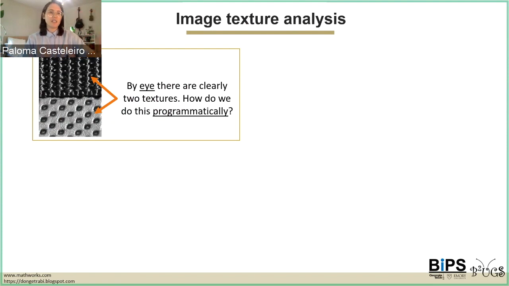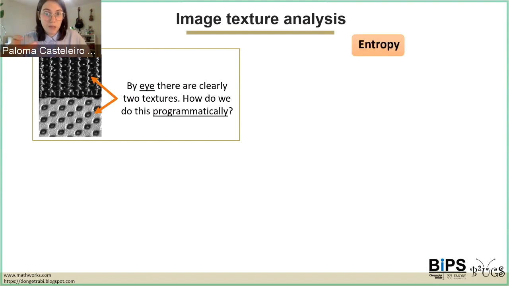Here's a very, very simple example. A lot of people use this image to talk about texture. You can really tell by looking at this that there are 2 clear textures shown in this image, right? How can we tell our computer to recognize that? Well, there are a lot of different features that you can extract to do so, but here are 3 very simple ones.